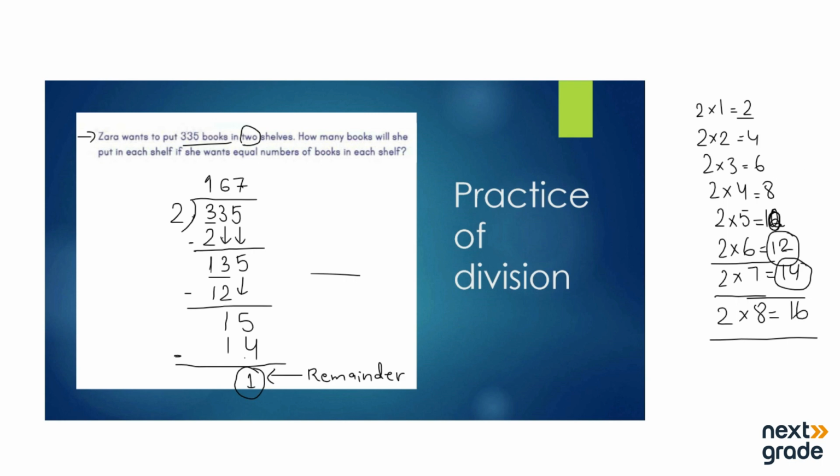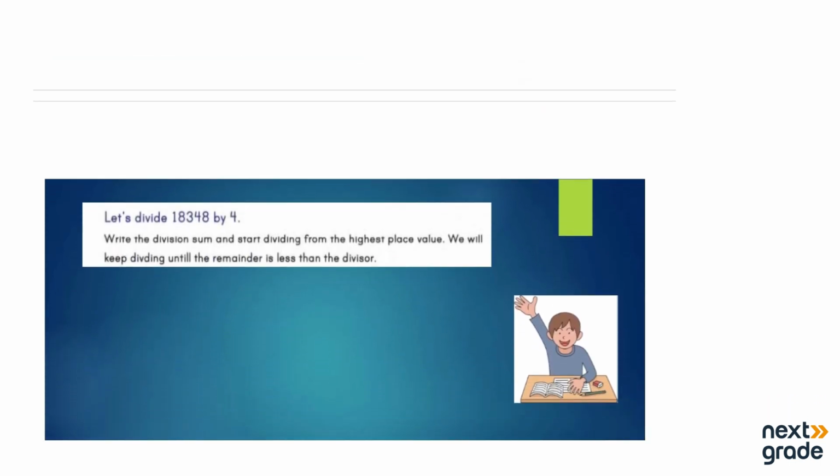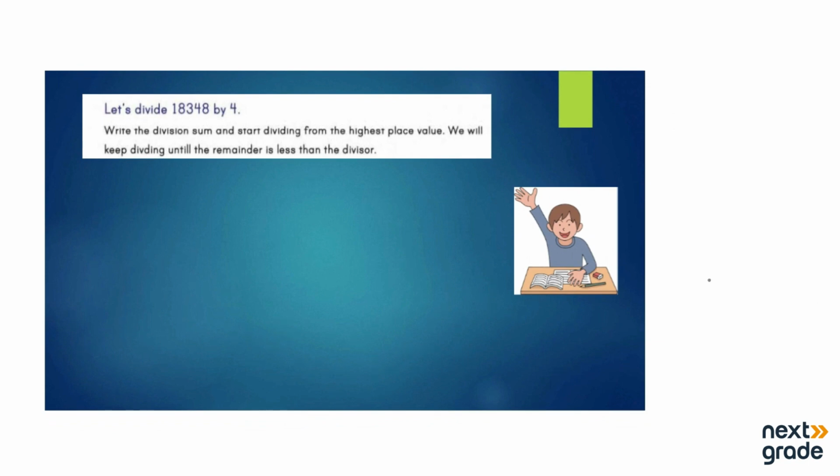Let's look at another example, and this time we are going to take a larger number, that is a 5-digit number. Okay, let's divide 18,348 by 4.